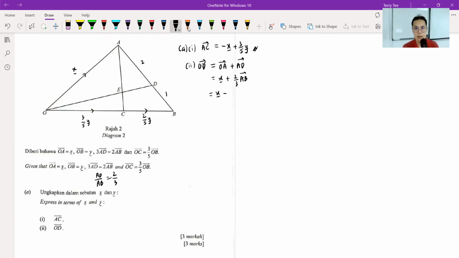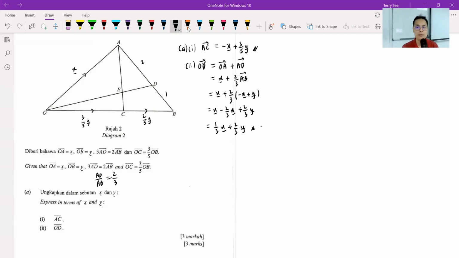This is X, 2 over 3 minus X plus Y. When you multiply inside, this is minus 2 over 3X, positive 2 over 3Y. Final answer, 1 over 3X, 2 over 3Y. Okay, that is your vector OD.